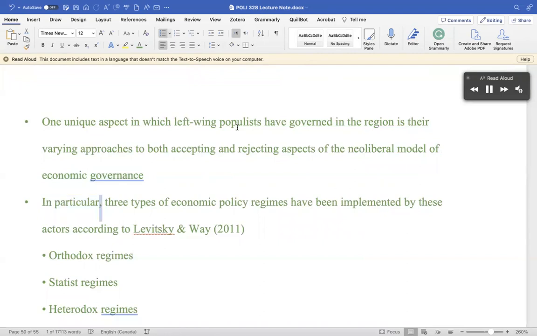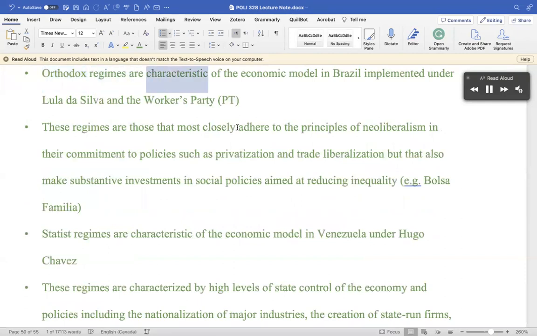In particular, three types of economic policy regimes have been implemented by these actors according to Levitsky and Way, 2011. Orthodox regimes, statist regimes, heterodox regimes. Orthodox regimes are characteristic of the economic model in Brazil implemented under Lula da Silva and the Workers' Party, PT.